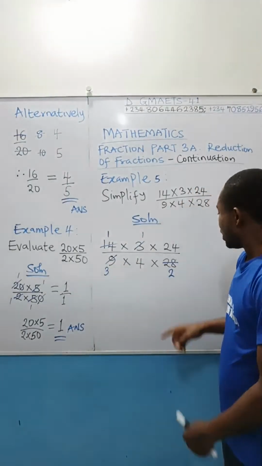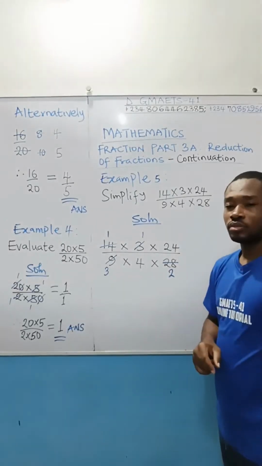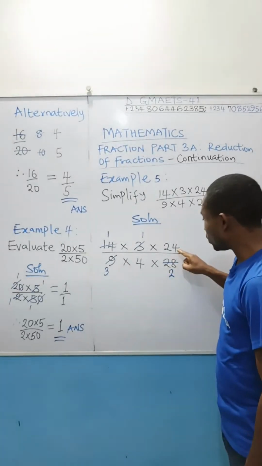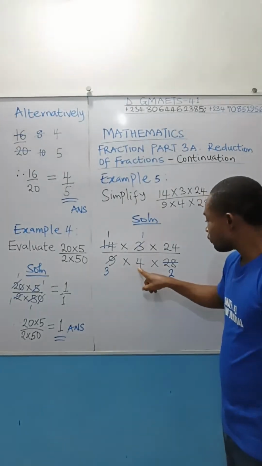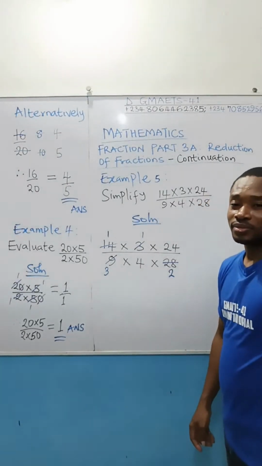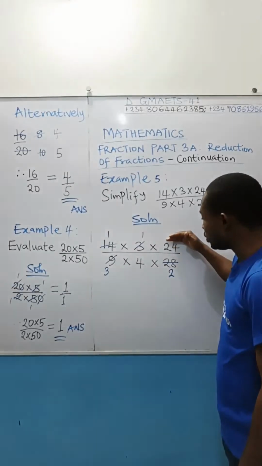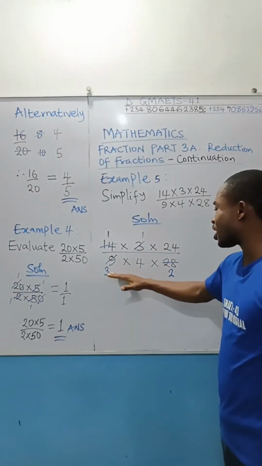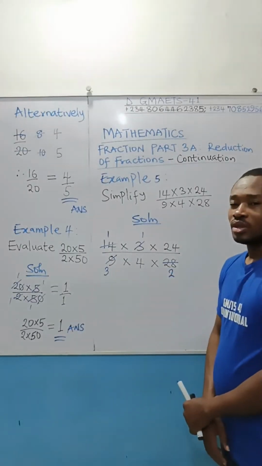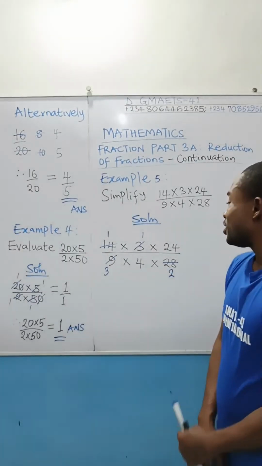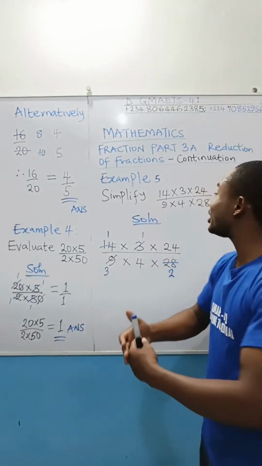Good. Next, you have 24. You have 24, and you have 3, 4, and 2 in the denominator. Ask yourself, 24 in the numerator, and the denominator you have 3, 4, and 2. Is there any of them that can divide? And the answer is yes.